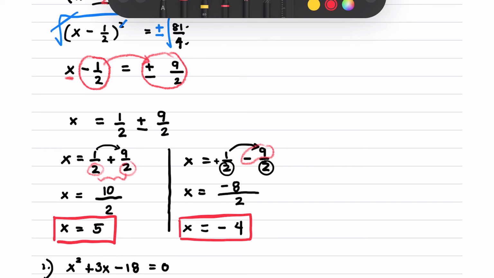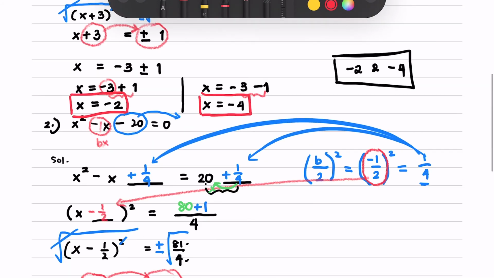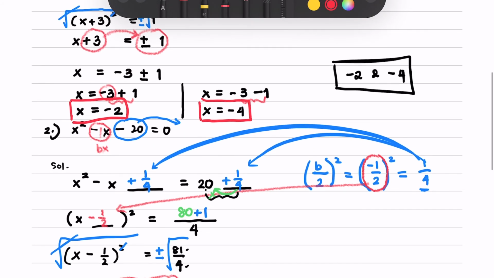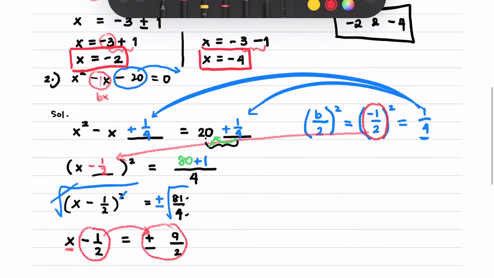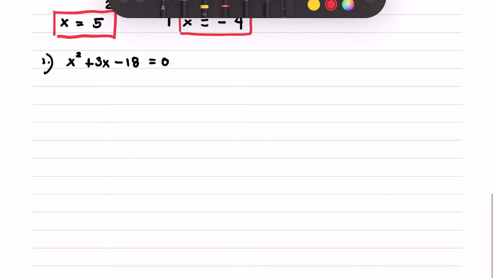Okay? So, the answer here is 5 and negative 4. So we have 5 and negative 4. So these are now the roots of the given equation, x squared minus x minus 20. Okay, let's have the last example for this method.